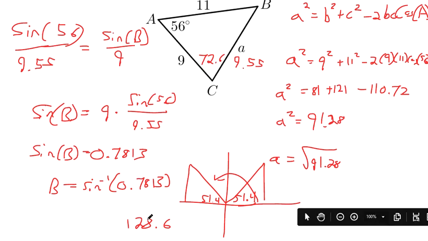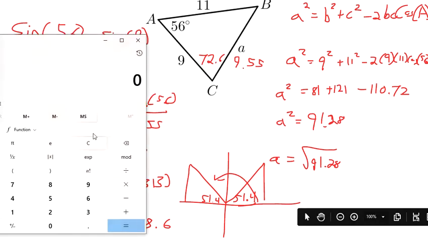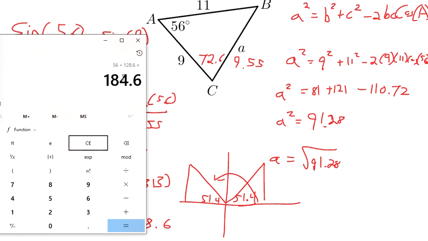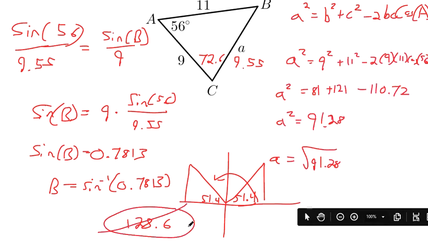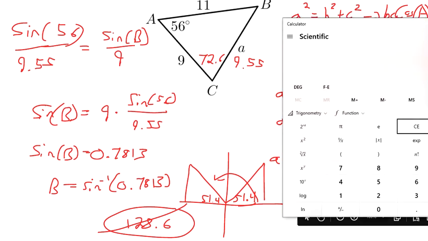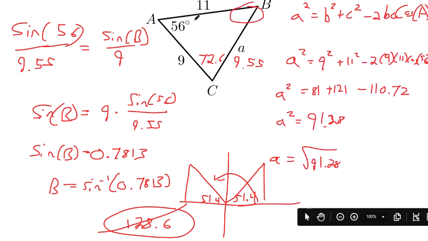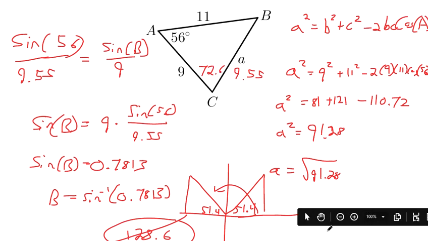Okay, let's consider the 128.6 option too. If you do 56 plus 128.6, it gives us 184, which isn't possible in a triangle. So this can actually be ruled out, because that would give us more than 180 degrees. That 128 plus 56 doesn't make any sense. That's over 180 degrees. So that's why that extra option is ruled out. So there, now we have all the angles. This is 51.4.